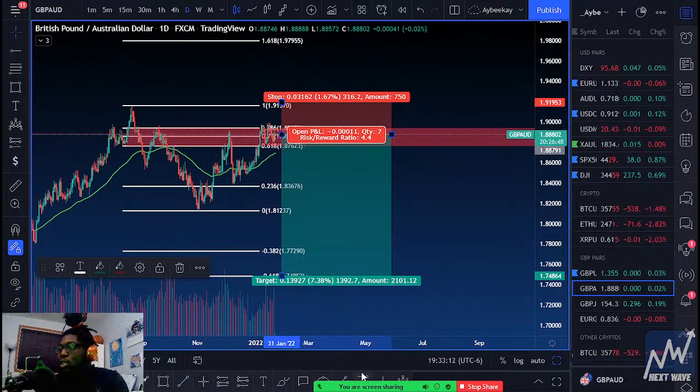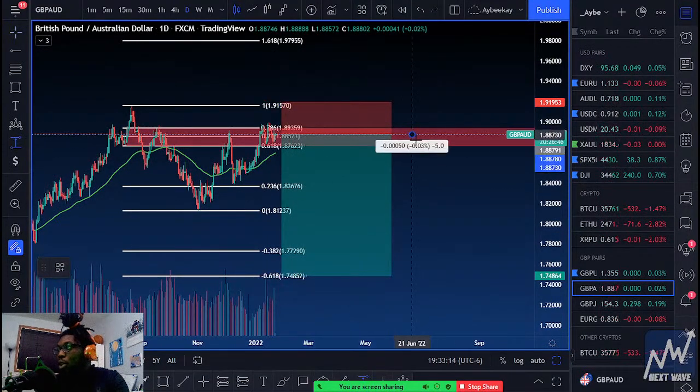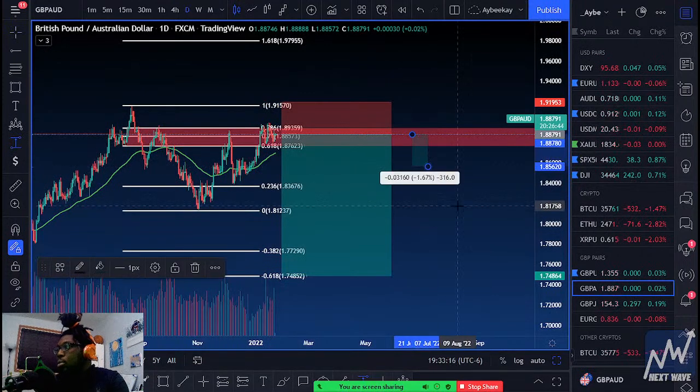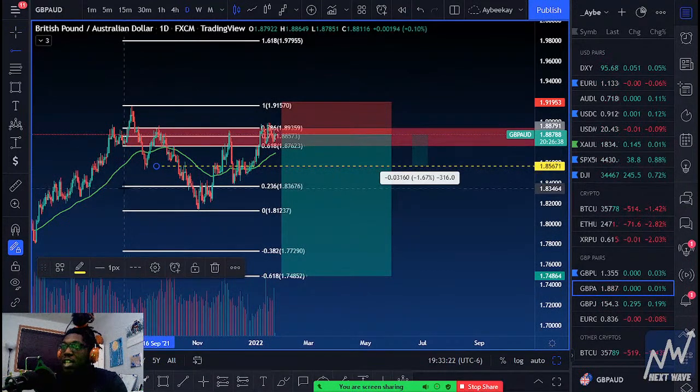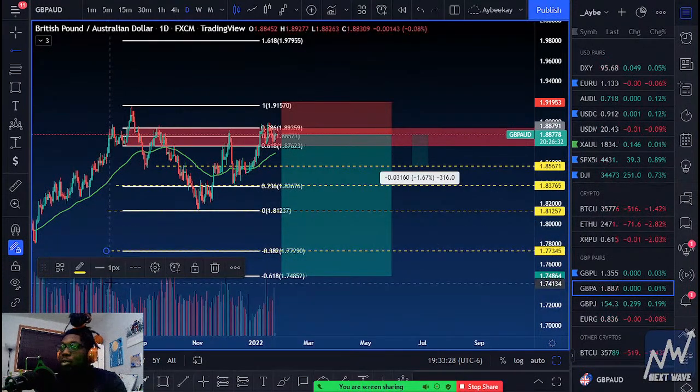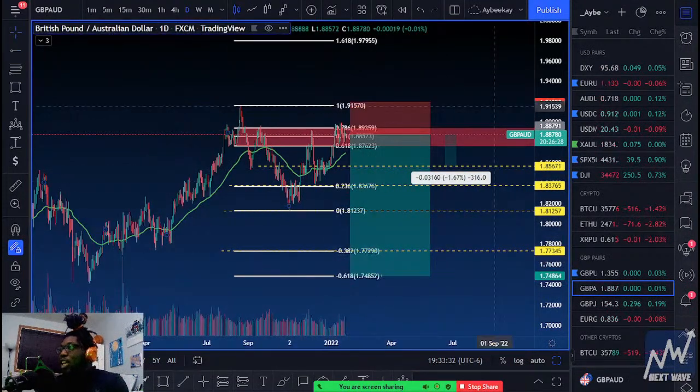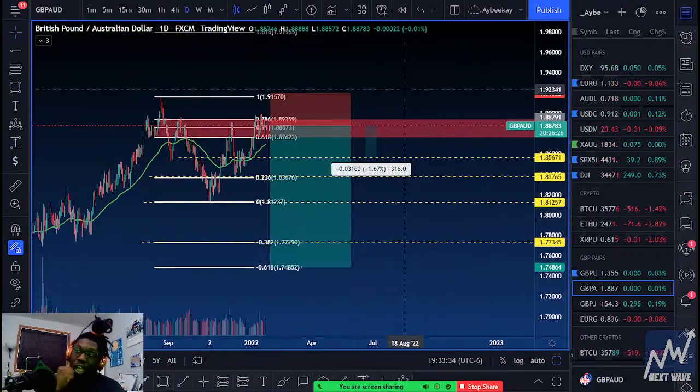Risking 316 pips. Let me find where the 1-to-1 is at. Right there. And then it'll take a minute for price to get there too. Then TP2, TP3, TP4, and then final TP5 would be right there at that 61.8. So this is what I'm looking at for GBPAUD long-term wise.